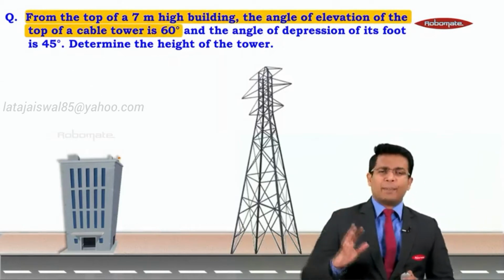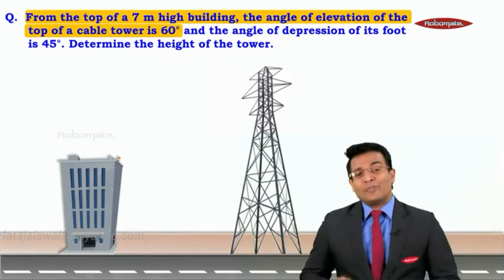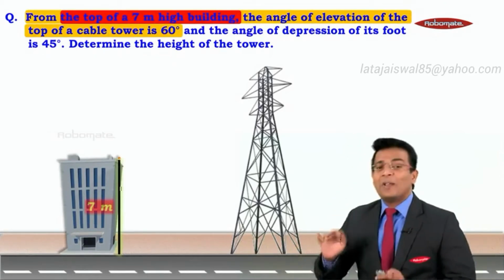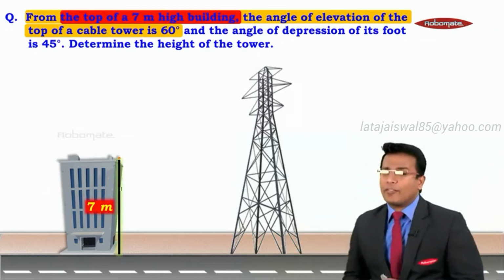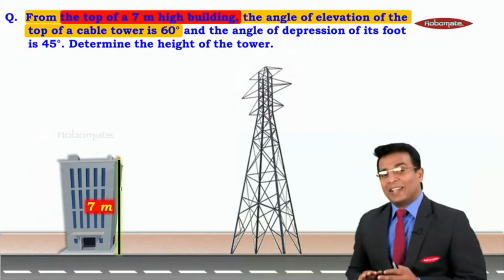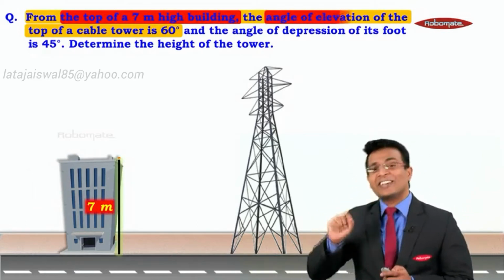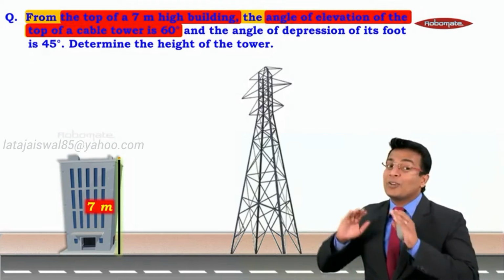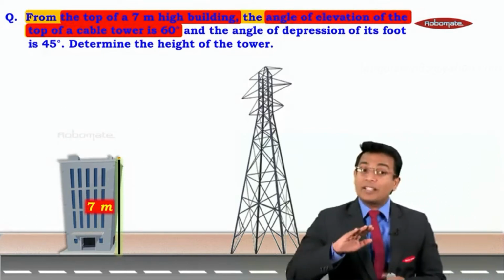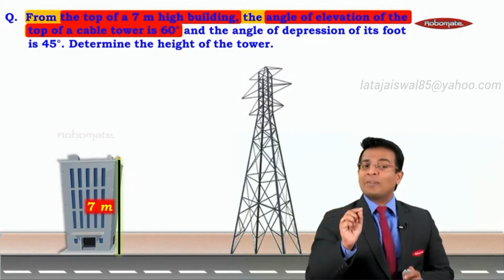Let's read the first statement. It says from the top of a 7-meter high building. That means first we have to consider the building and the height of the building is given as 7 meter. This is the first information which we have. The sum says from the top of the first building, the angle of elevation. That means there is a person at the top of the building and from there he is making an angle of elevation. That means he is seeing above the horizontal line. What is he observing? The top of a cable tower.